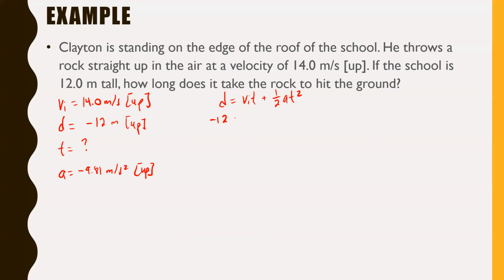If I throw these numbers in here, negative 12 equals 14 times T plus 1/2 times negative 9.81 T squared. If I plug that in here, it becomes like a quadratic from Math 20. Now you could solve this by just cleaning this up, so 1/2 times this, and then even moving the 12 over by adding it over. You could solve this using the quadratic formula. There's nothing wrong with that.